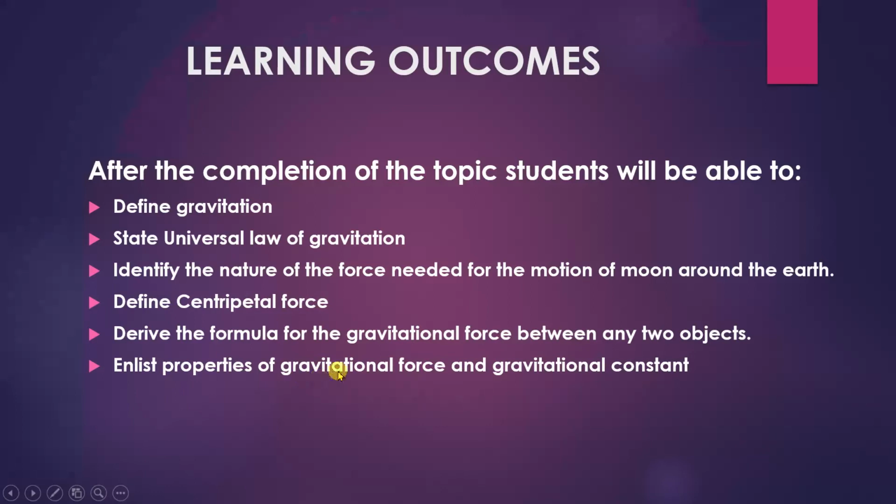The properties of gravitational force: it is the force that is responsible for the motion of earth around sun, motion of moon around earth, then the formation of tides, and this force is always attractive, a central force. Gravitational constant we have learned about, this is universally constant, it has a fixed value, it will not depend upon the medium between the objects. So students, we have learned all these outcomes, and just watch the video so that we are able to attain all these learning outcomes, and we are able to solve the numericals based on them.